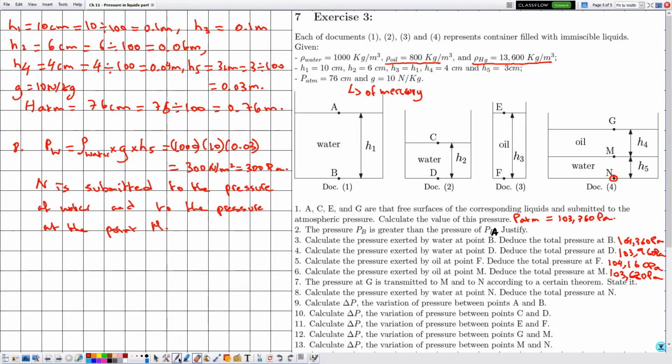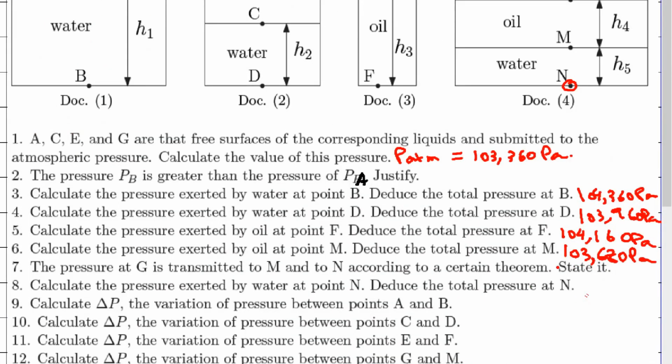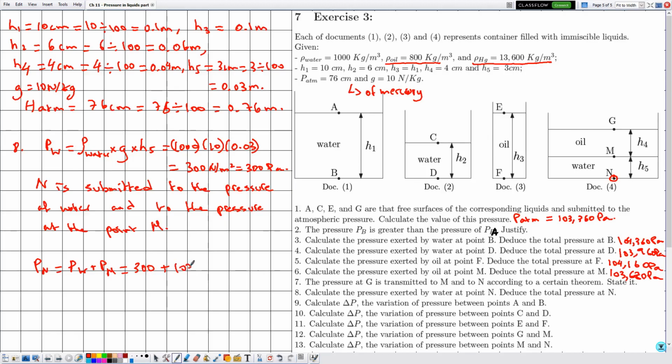So in this case, the pressure at the point N is equal to the pressure due to water plus Pm. The pressure due to water is given by 300, and Pm, which is the total pressure that we have calculated in number 6, is given by 103,680. Now plugging this on the calculator, then the total pressure at the point N is given by 103,980. Since both of these are expressed in Pascal, the value of Pn will be in Pascal. So this is the total pressure at the point N, which is given by 103,980 Pascal.